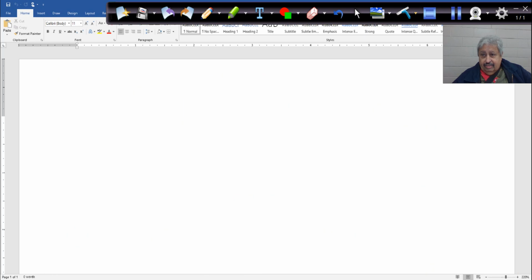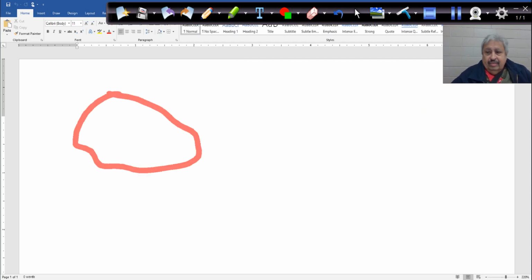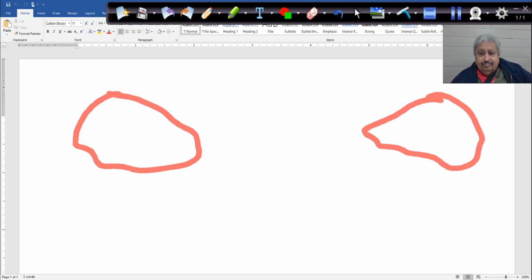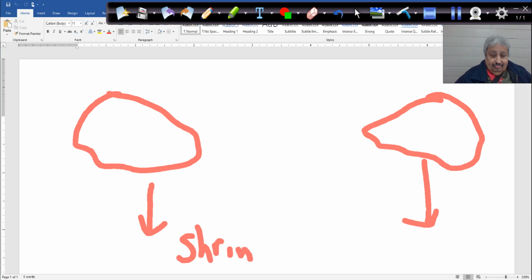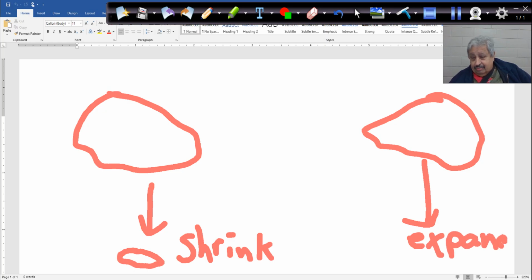Let me take this one out. There are two cases here. This is a red cell. This is another red cell. What happens is this red cell here can shrink, or can expand. So let's say shrinks, expands.